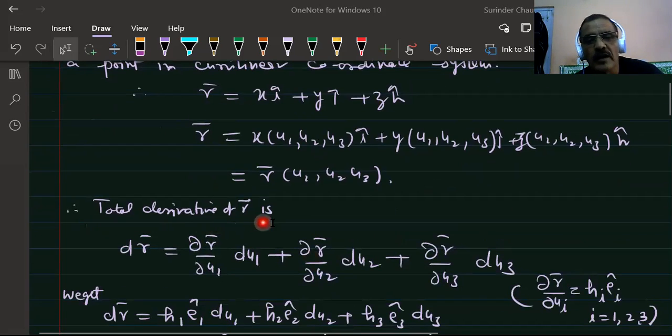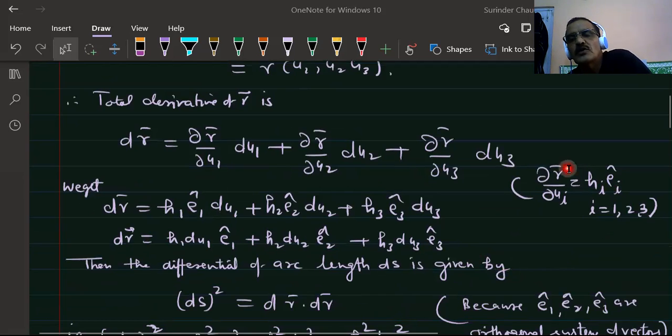Now the total derivative of r, as a function of u1, u2, u3, is given by dr equals partial r over partial u1 du1 plus partial r over partial u2 du2 plus partial r over partial u3 du3. We also know that partial r over partial ui is equal to hi ei. Substituting, we get dr equals h1 du1 e1 plus h2 du2 e2 plus h3 du3 e3.